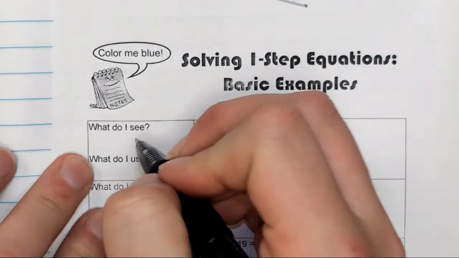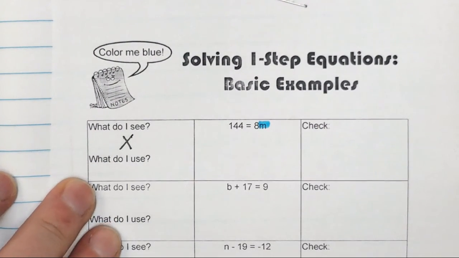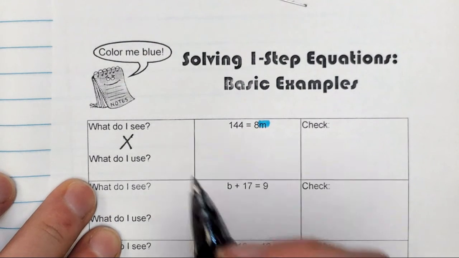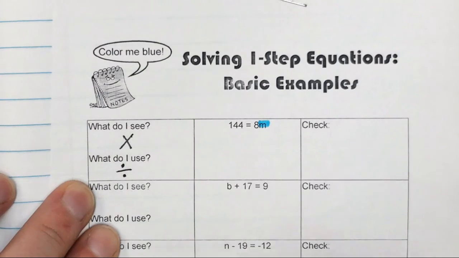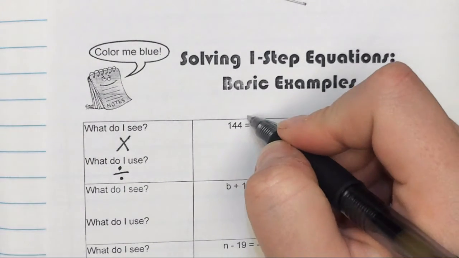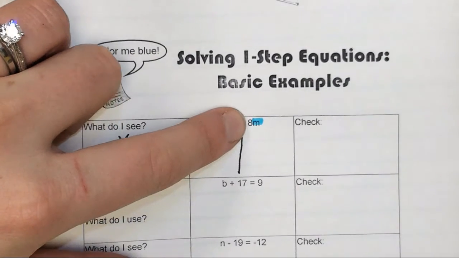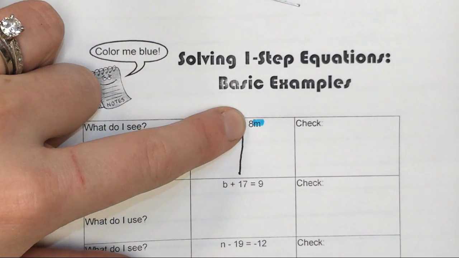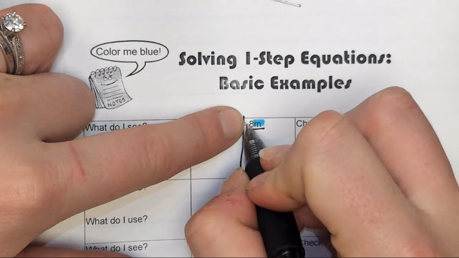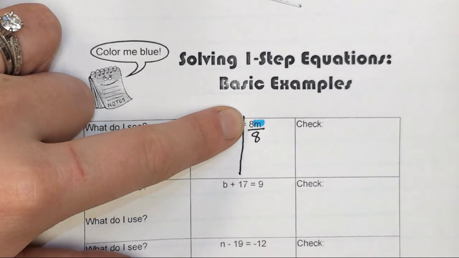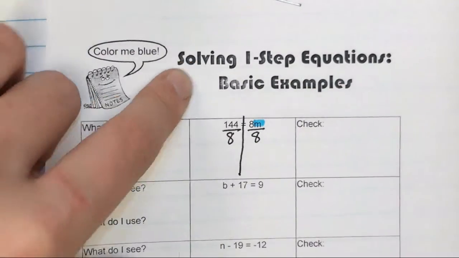So I see multiplication. What do I use? So I'm thinking, what is the opposite of multiplication? The opposite of multiplication is division. So I'm going to then draw my wall, which is that vertical line through the equals. I'm going to look at the side with the variable. I have 8m multiplied together, so I'm going to use division, and I'm going to divide by what's attached to the m. So I'm going to divide by 8. And then I'm going to do the same thing on the other side. I'm going to divide by 8.